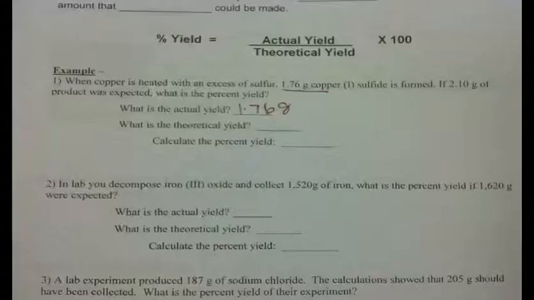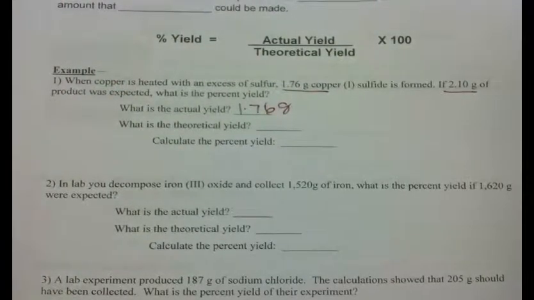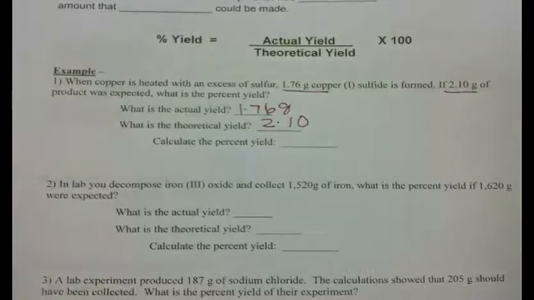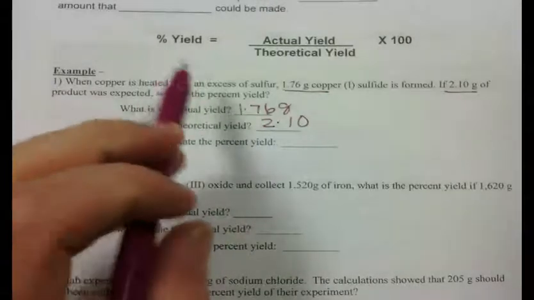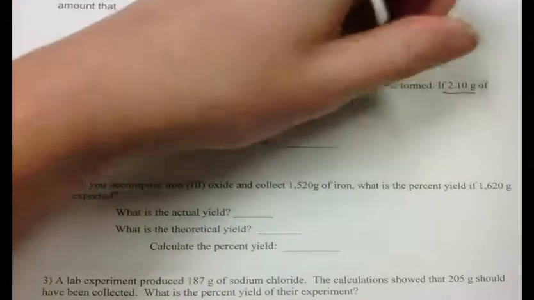Our theoretical yield is this one here, this 2.10. That's the amount that we could expect if every condition was perfect. And then we're told to calculate the percent yield. So you can see the equation right up here. It says percent yield is equal to actual divided by theoretical times 100. So here's my formula. I'm going to say 1.76 divided by 2.10 times 100.